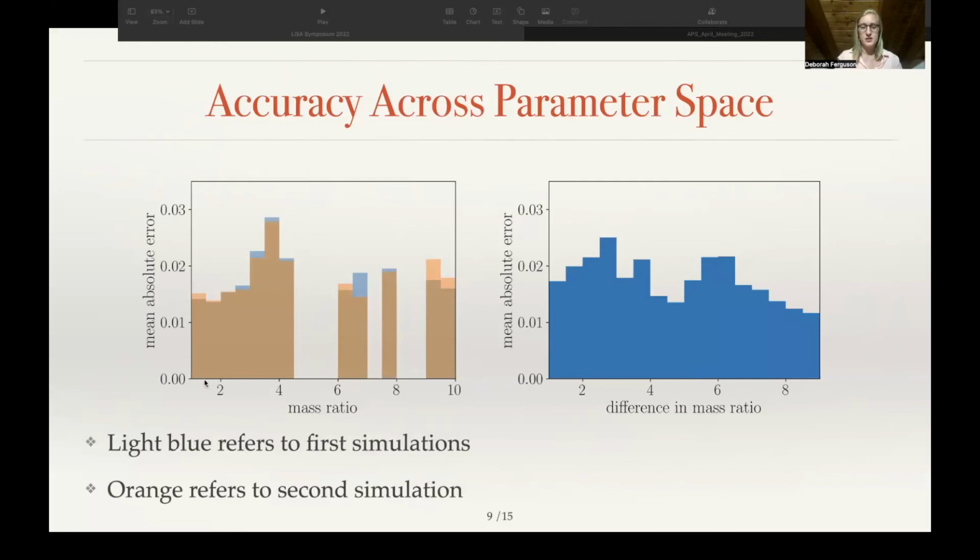And so here you can see that around mass ratio 3 and 4 is where you seem to have the highest error. And then you can see over here the difference in mass ratio. So how different is the mass ratio between the two simulations that you're comparing? And you can see there's a bit of a spike around 6 and a bit of a spike around 2.5.